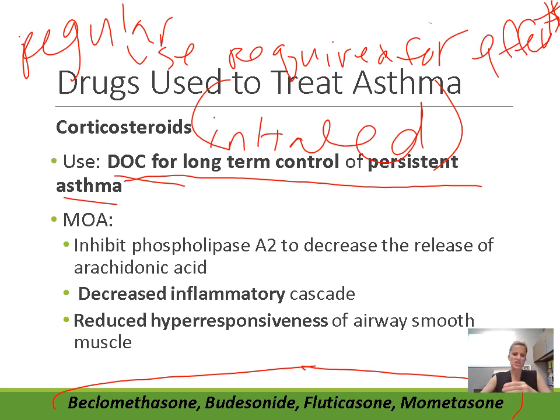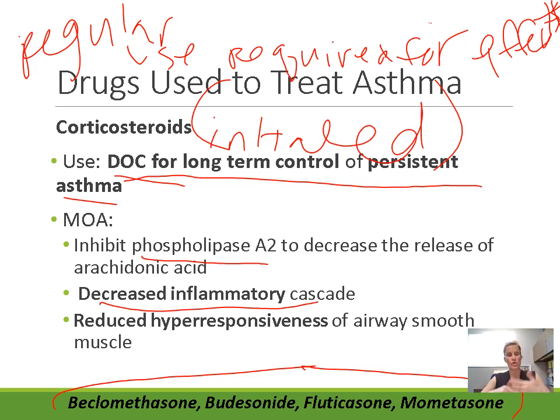The mechanism of action of the inhaled corticosteroids is to inhibit the enzyme phospholipase A2. That decreases the release of arachidonic acid. Arachidonic acid metabolism leads to an increase in leukotrienes, and that leads to inflammation. So blocking this decreases the inflammatory cascade, so decreases inflammation.